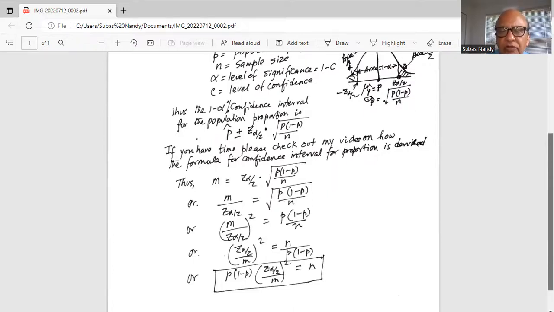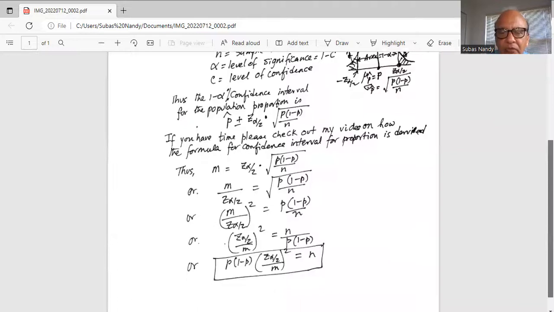We will flip on both sides. So on the left side of the equal to sign, we will get Z alpha by 2 divided by M squared by inverting. And on the right hand side of the equal to sign, by inverting, we will get N divided by P times 1 minus P.